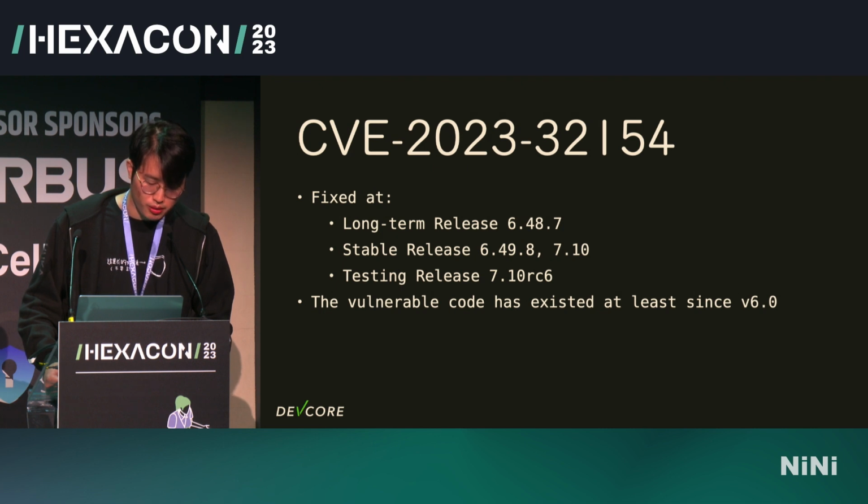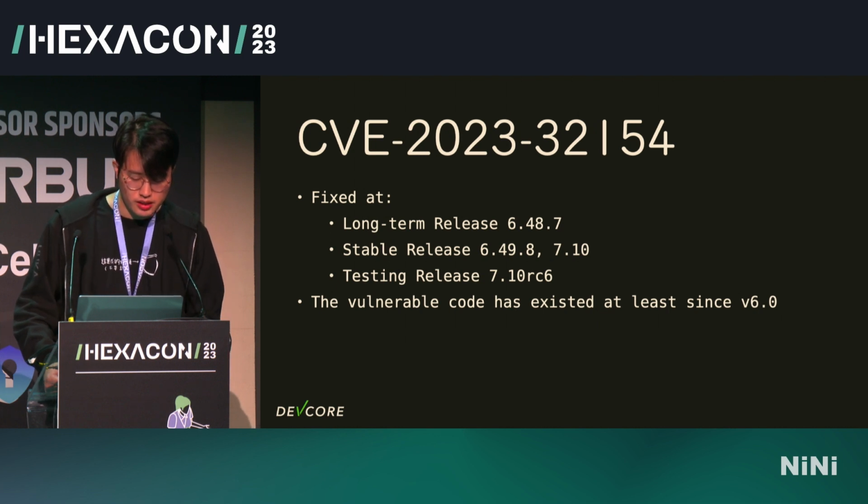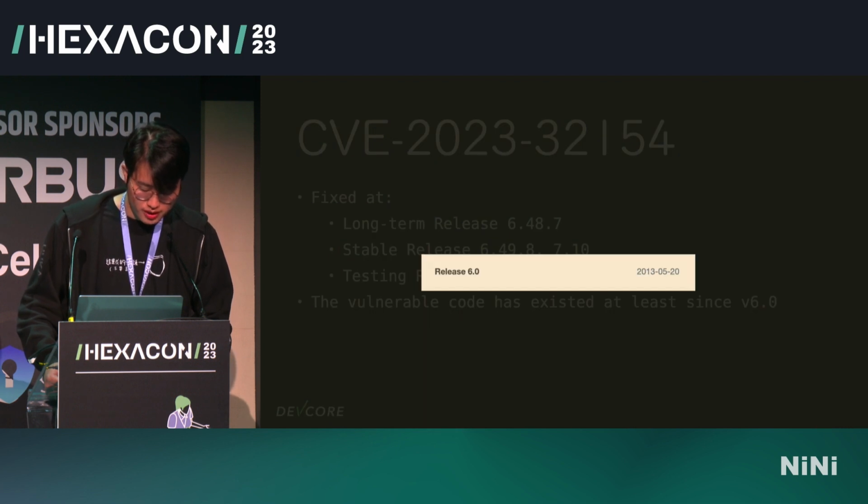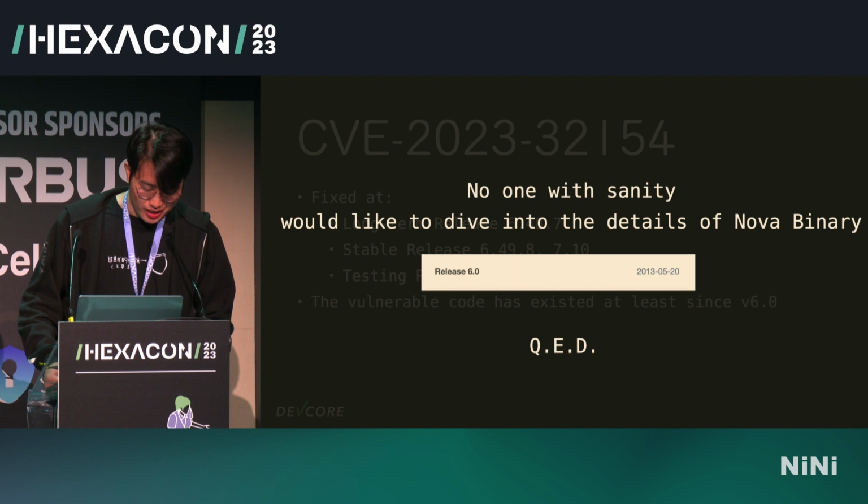And this is the CVE 2023 32154. It was fixed, and after that, we found the vulnerable code has existed at least since RouterOS v6. And RouterOS v6 was published in 2013. It means it has been 9 years. So it's 9 years until we found it, and then a year until they fixed it. And so my assumption was QED. Yeah, you're welcome.